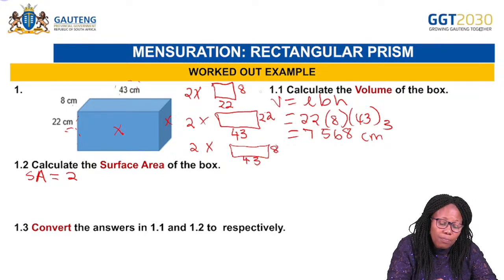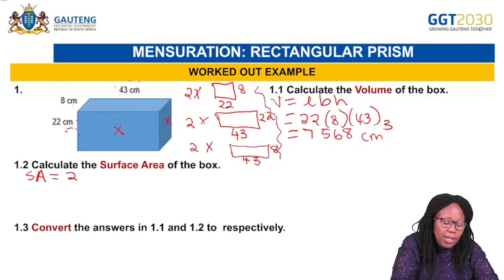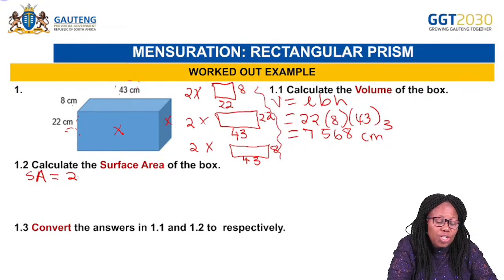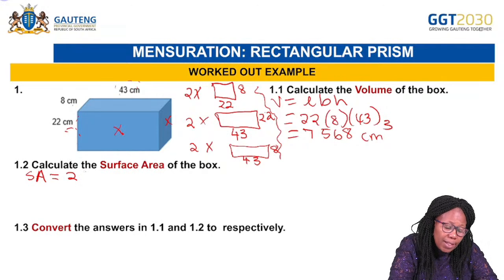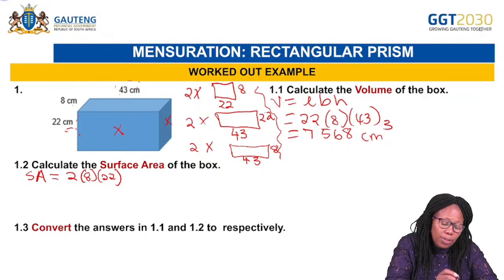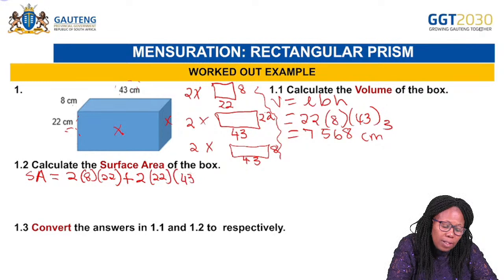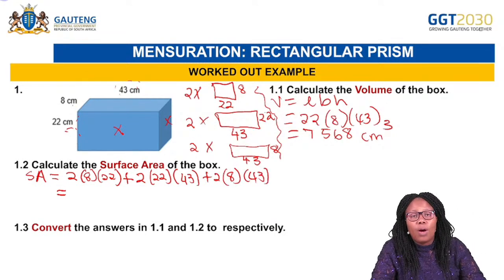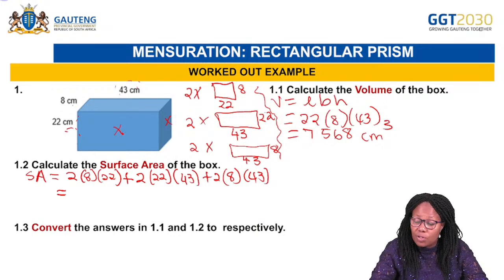So we have now analyzed our diagram. We can now put it into our calculation. That will be 2 of what? 8 times 22 for 2 rectangles. Plus, we take the second one now. It will be 2 times 22 by 43. And then another 2 times 8 by 43, grade 12. I know our calculator can take everything.